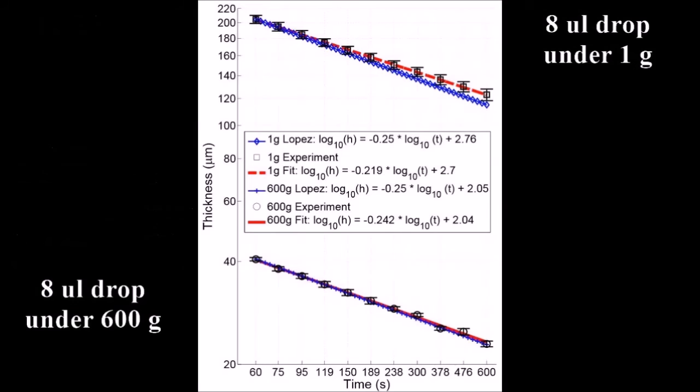The repeated measurements of spreading puddles under 1 G with a radius less than 3 times the capillary length did not agree well with Lopez's relationships, which suggests the spreading occurred in an intermediate range between the surface tension-driven and gravity-driven regimes of spreading. In contrast, the 8 microliter puddles under 600 G showed a closer agreement with Lopez's relationships and exhibited a faster rate of spreading.